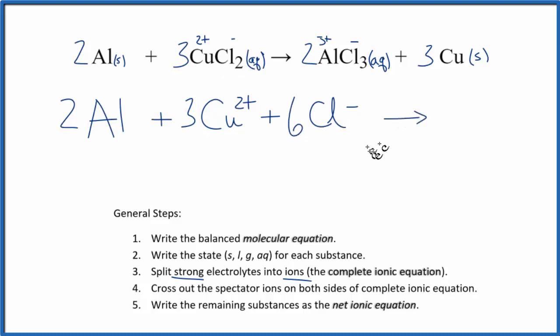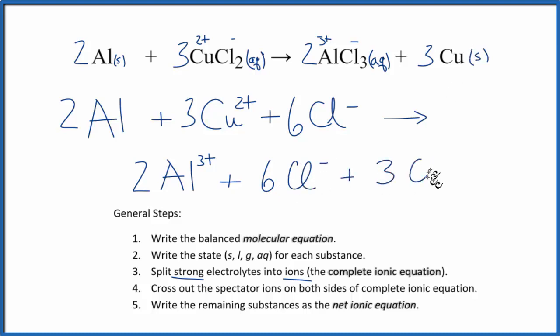Those are the reactants. For the products, we have Al3+, and we have 2 of those. Plus, we have 2 times 3, so we have 6 of the Cl minus, plus we have 3 of the coppers. So this is what we call the complete ionic equation. It's also called the total ionic equation.